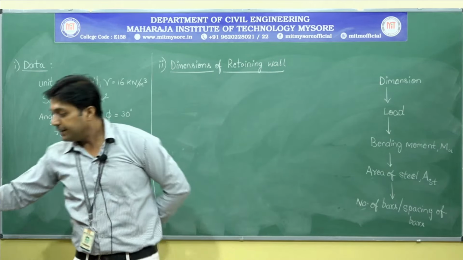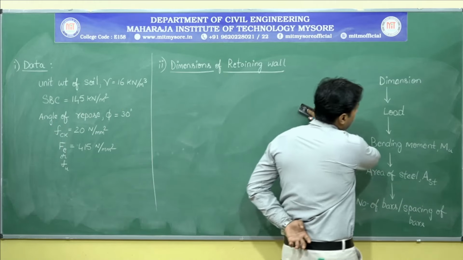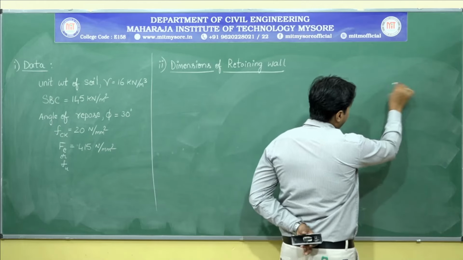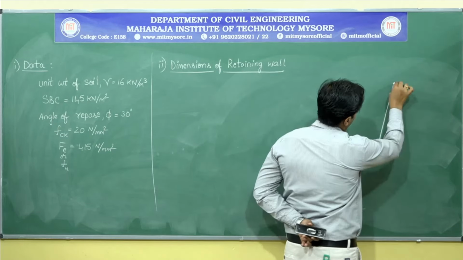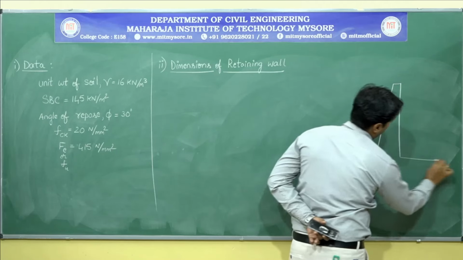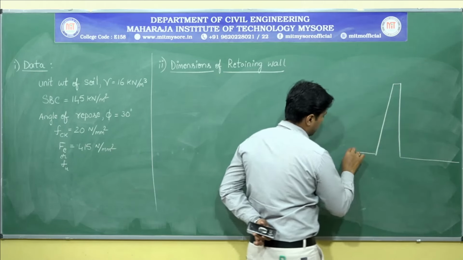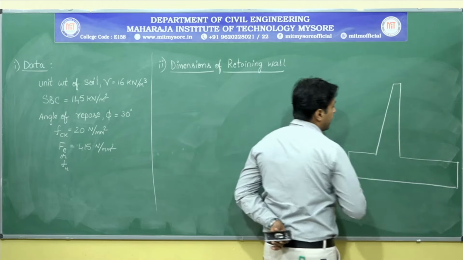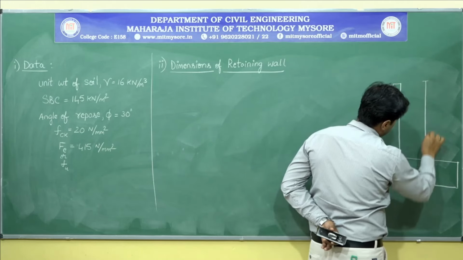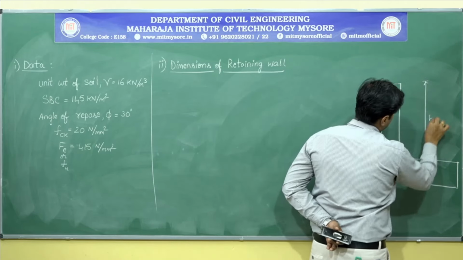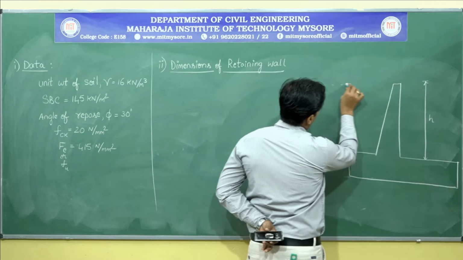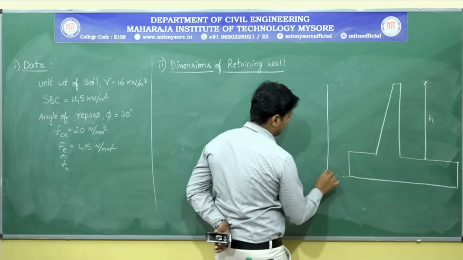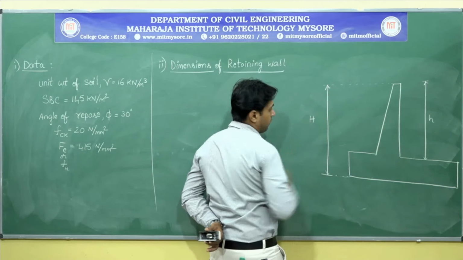Before that, let me draw a simple diagram of a retaining wall. I will be drawing the cantilever retaining wall. What are all the different parts that we are in need of? Let me write it here. Now I want to know the height of the stem, so it is small h. I want to know the capital H, that is the total height of the retaining wall.